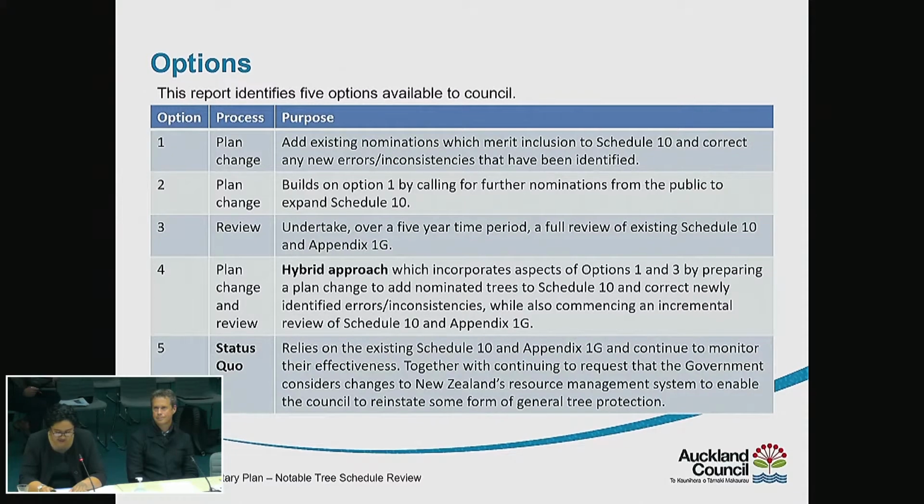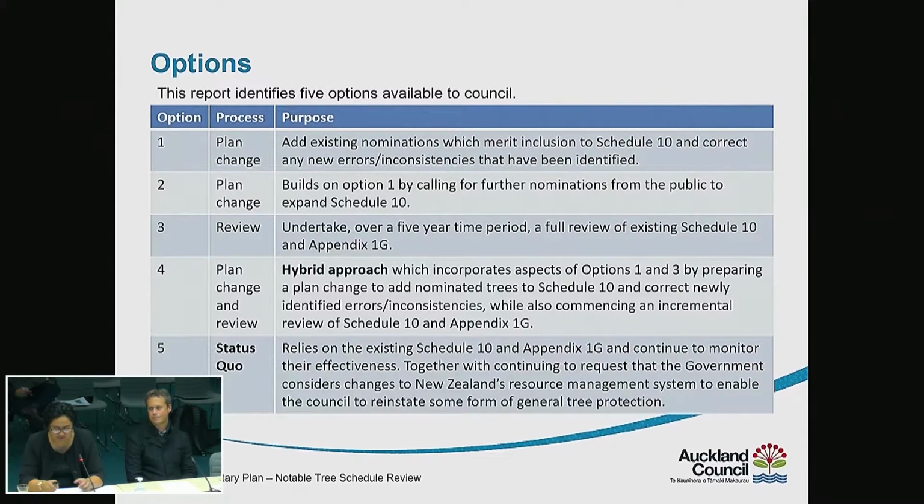Option 5 relies on the existing Schedule 10 and Appendix 1G while continuing to monitor their effectiveness, together with continuing to request that the government consider changes to New Zealand's resource management system to enable the Council to reinstate some form of general tree protection. There are no additional costs to Council associated with the status quo option.